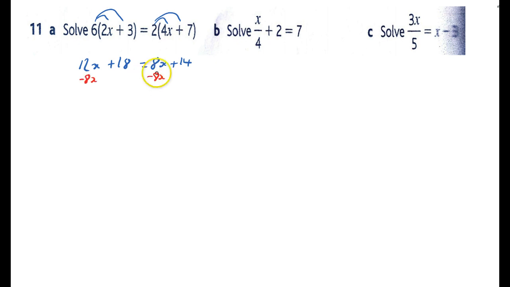I need to take away 8x from the other side. So we've got 12x taking away 8x, that will leave me with 4x plus that 18 equals, and it'll just leave me with that 14.